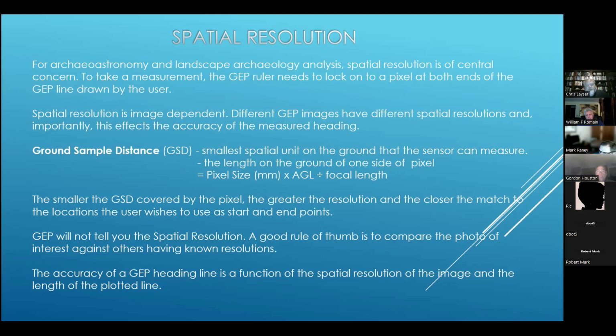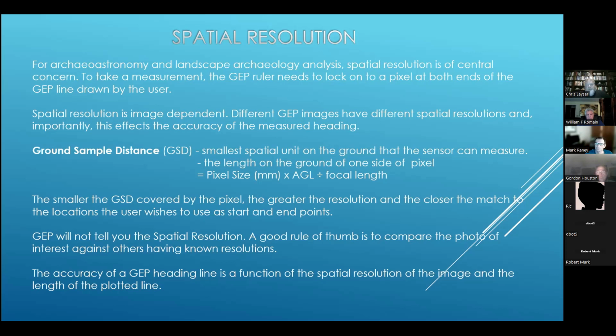And it equals the pixel size times the AGL, which is above ground level, divided by the focal length. And in practice, it's the length on the ground of one side of a pixel. That's our GSD. So the smaller the GSD covered by the pixel, the greater the resolution and the closer the match to the locations the user wishes to use as start and end points. And that makes sense, right?